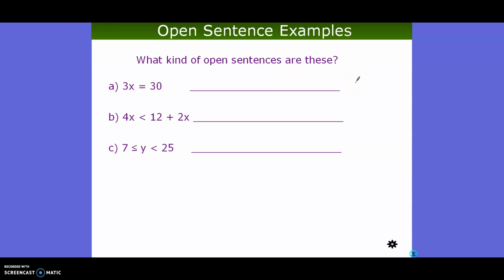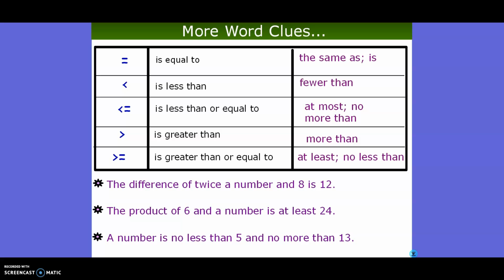So let's see, what kind of open sentences are these? Well, this one has an equal sign, so it must be an equation. I see inequality symbols. It's an inequality. In the last one, I see 2 inequality symbols. It's still an inequality. You'll also have the opportunity to translate inequalities.